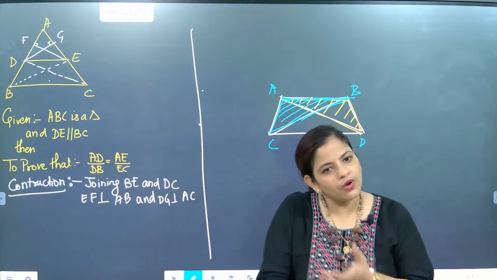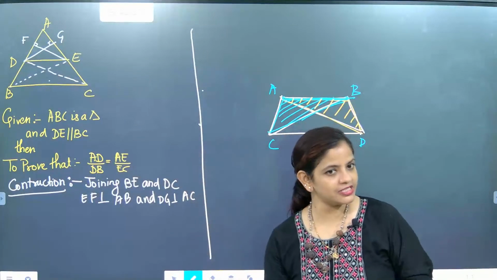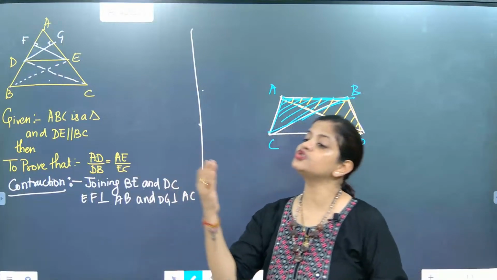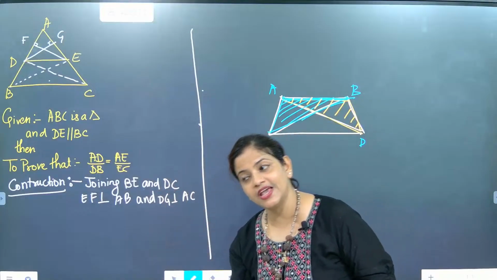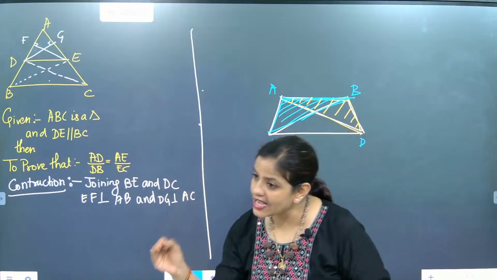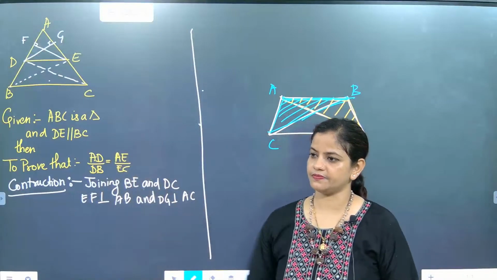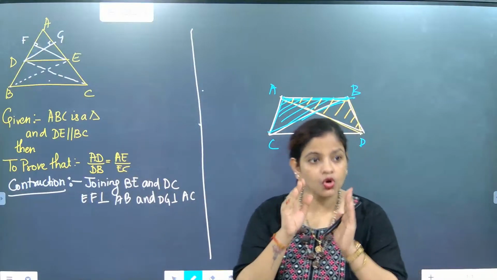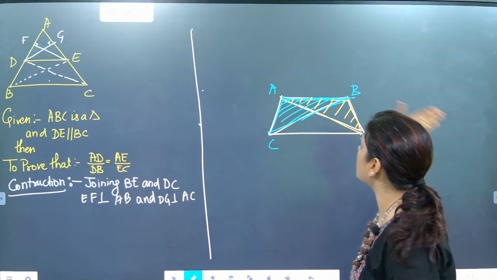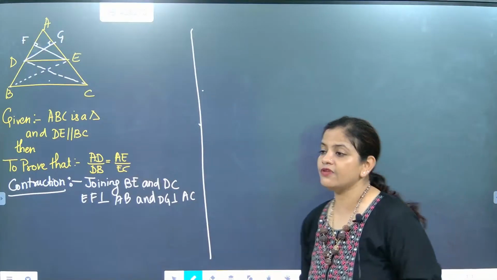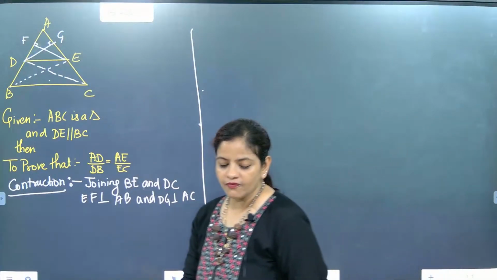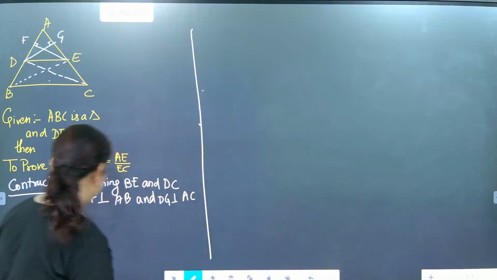Now look, beta. Did you understand this part? What is the concept here? Triangles drawn on the same base and between the same parallels are equal in area. That's it. So these two concepts are very, very important and we are going to use them. Now we will start the proof section. Ready for the proof, children?